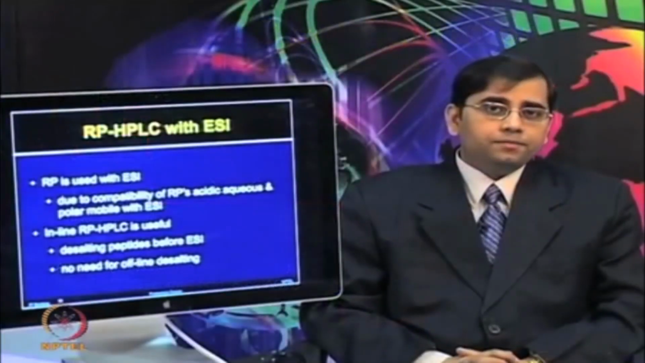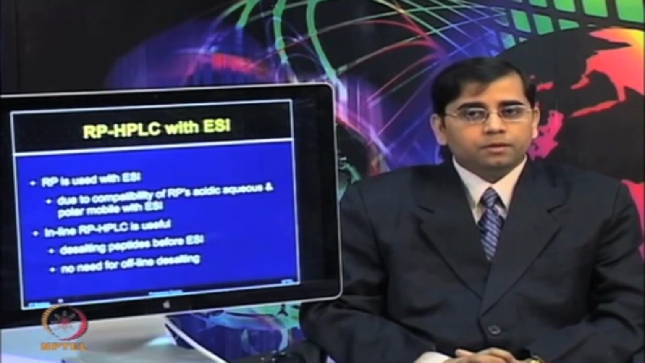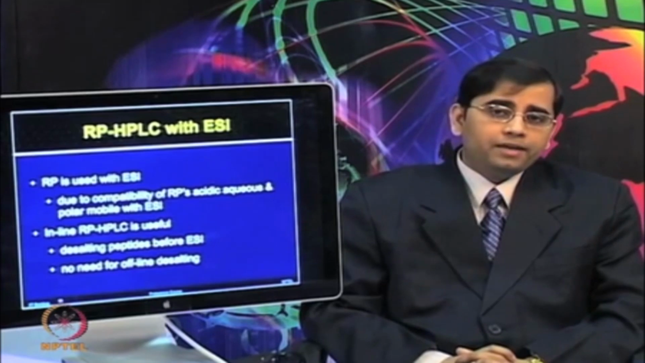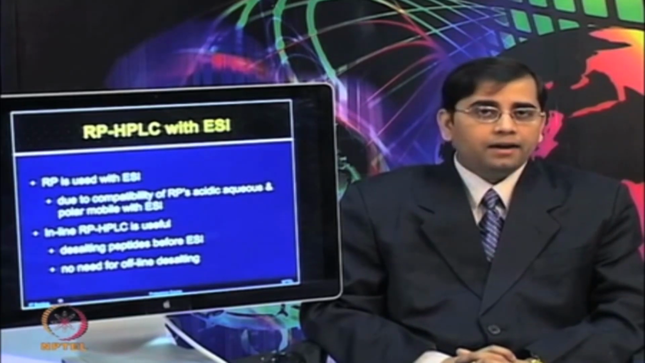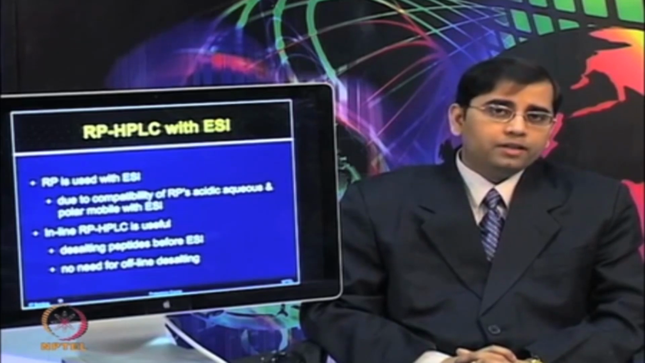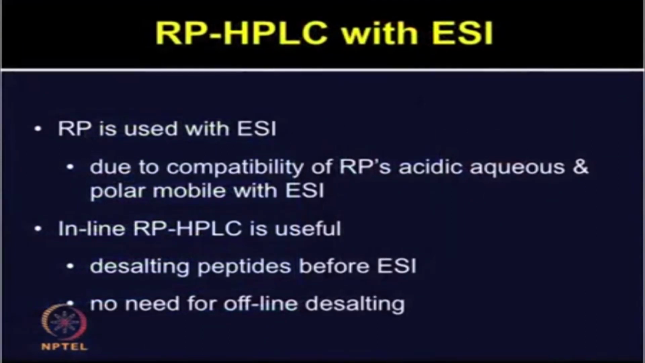Now, reverse phase is most commonly employed with electrospray ionization because of the compatibility of reverse phase acidic aqueous and polar mobile phase with electrospray ionization. Now, as I mentioned, in proteomics, one can use ESI and liquid chromatography in line. So, samples can be directly pre-fractionated and further analyzed using mass spec.